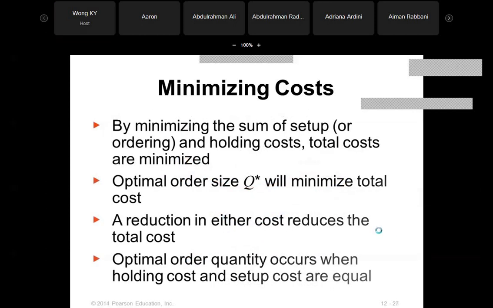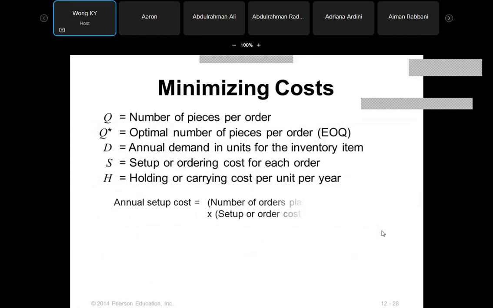So let's continue with the model now. Firstly, in the model, you need to calculate the holding cost. Normally all this data will be given, so you must understand all these parameters. So let me explain. Q is the quantity. Q stands for quantity, so it means the quantity per order, the number of pieces or number of units per order. So every time you order, what is the order quantity? That is the meaning of Q.